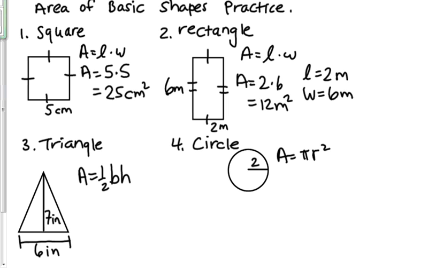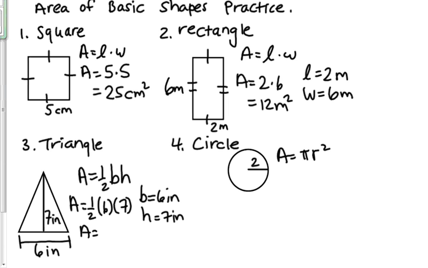My base is going to be 6 inches because that is my horizontal length here. And my height is going to be 7 inches. So the area is equal to 1/2 times my base, which is 6, times my height, which is 7. So 6 times 7 is 42. Divide that in half, you get 21. So 21 inches squared is your answer for number 3.